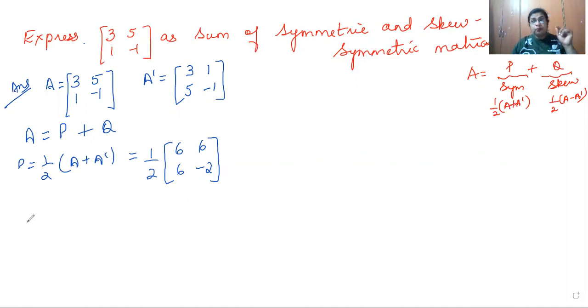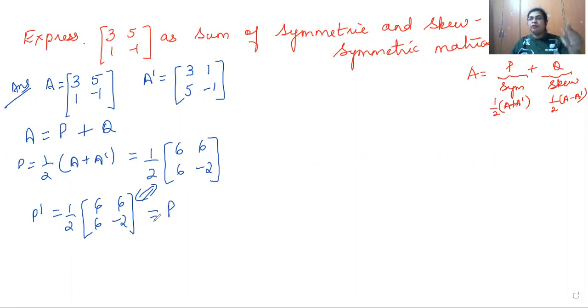Now I have to prove that this matrix is a symmetric matrix. What is the definition? A square matrix is said to be symmetric if its transpose is equal to that same matrix. So let us find the transpose, P dash, that is equal to 1 by 2. First row, 6, 6 will be written as the first column. Second row, 6, minus 2 will be written as the second column. Now compare these two. Are they the same? Yes. So I can say P dash is equal to P.